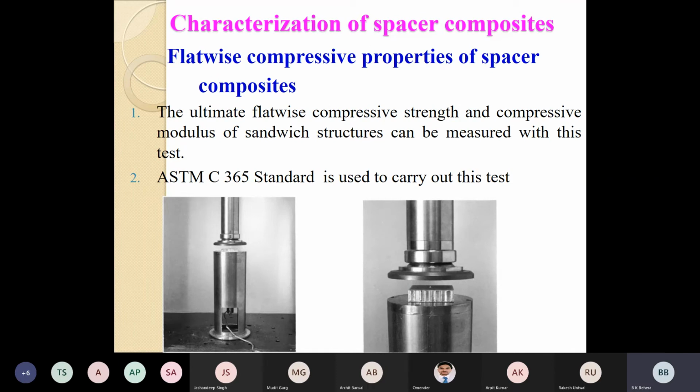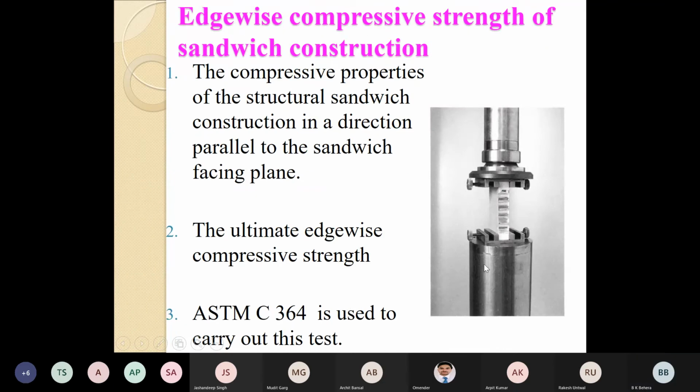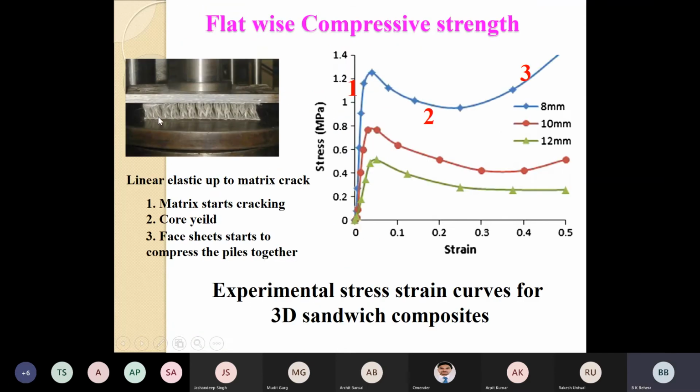Now, finally, we have 5 minutes, so quickly, characterization of spacer fabric. As I said, we don't test spacer fabric. We test only spacer composite material. And this is a hollow structure. So we test them in two ways. One is edge-wise compression, or another is flat-wise compression. Both ways, we need its compression energy.